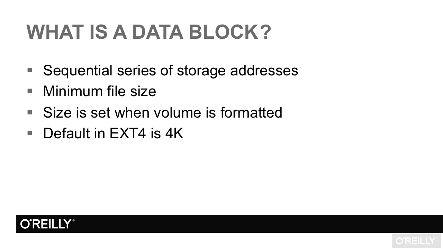So, what is a data block? A data block is a sequential series of storage addresses on the volume. One block is the minimum size for any file on that file system. Block size is set when you initialize or format the volume. In the ext4 file system, the default size for a block is 4 kilobytes, or kibibytes if you are pedantic. But they can go from 1 kilobyte to 64 kilobytes.